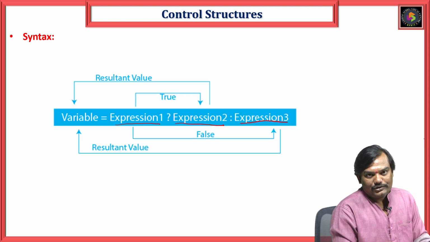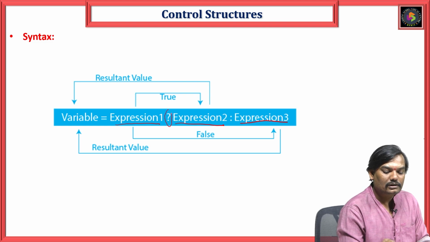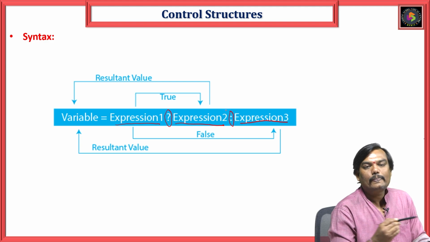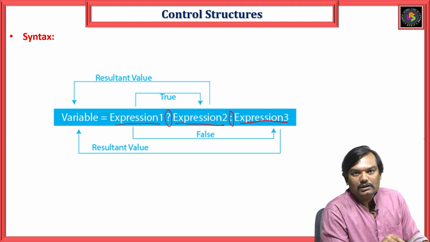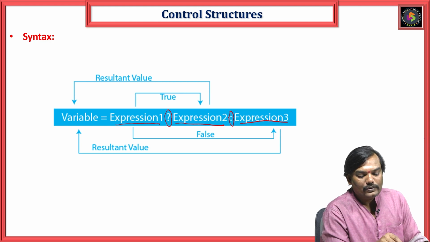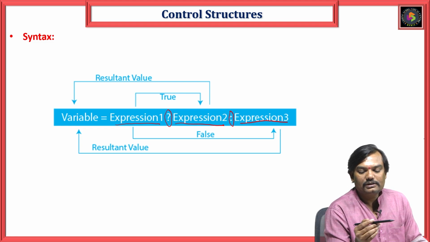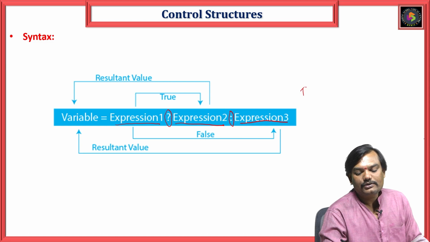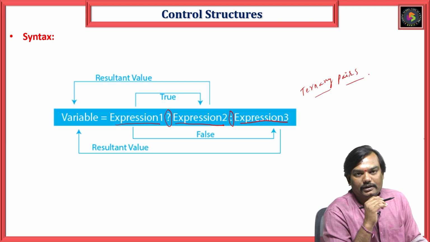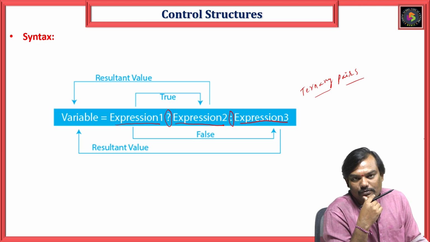Whenever we use this conditional operator, the expressions are separated by a symbol called the question mark as well as a colon. So the first expression is followed by a question mark, followed by expression 2, followed by a colon, followed by expression 3. We are using 3 operands here, separated by a question mark and colon. We call the question mark and colon ternary pairs in the conditional operator. Because we are using ternary pairs, we can also call this operator a ternary operator.